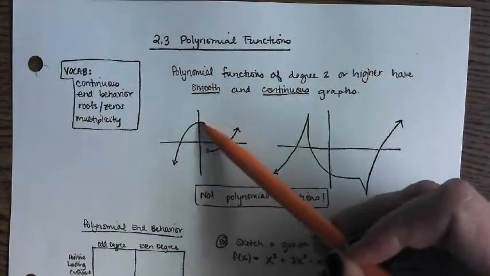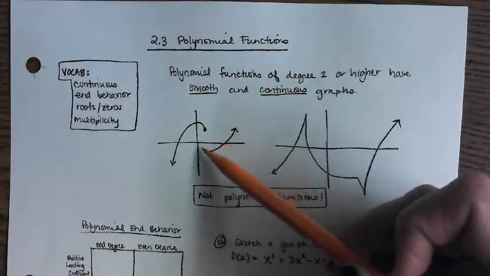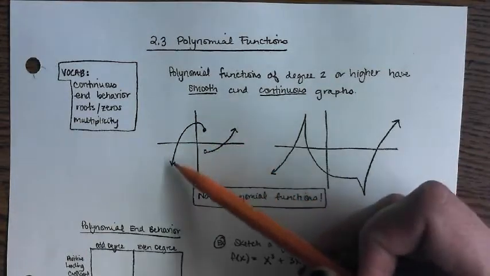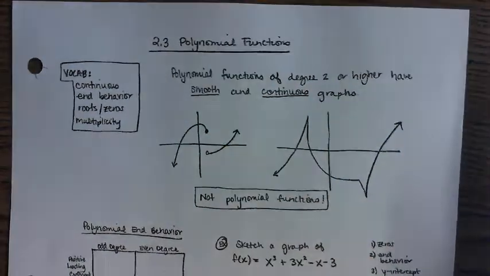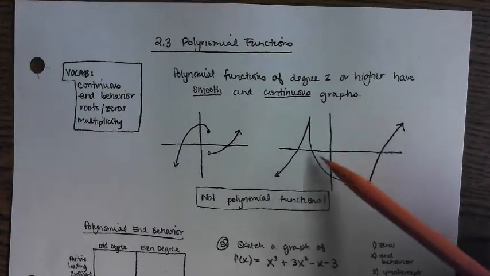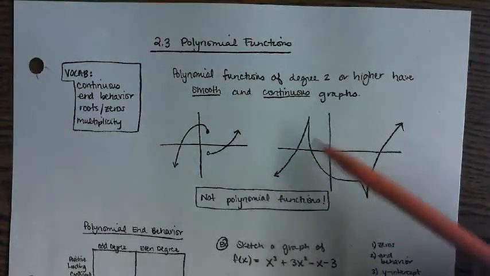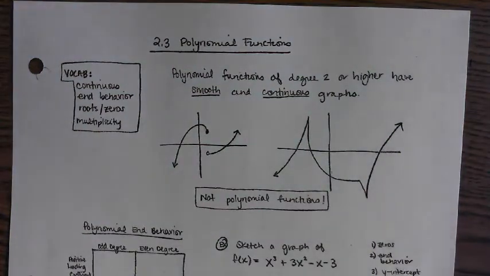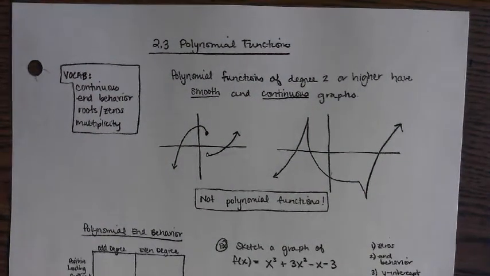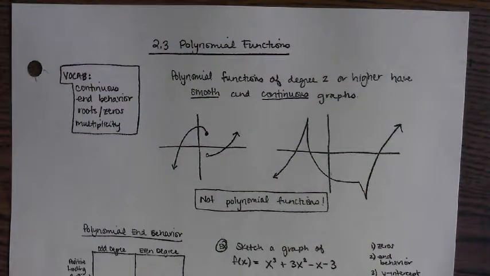This one I would say is smooth, but we lack continuity because it has a break in it, right? This one is continuous, but it lacks smoothness because it comes to sharp points. So these are just two examples of not. But you know your traditional polynomial functions and what they look like.